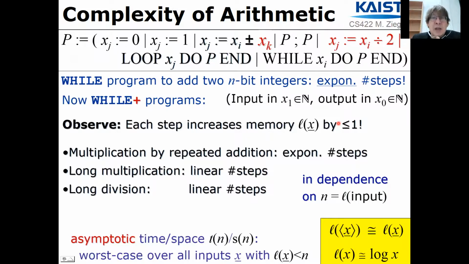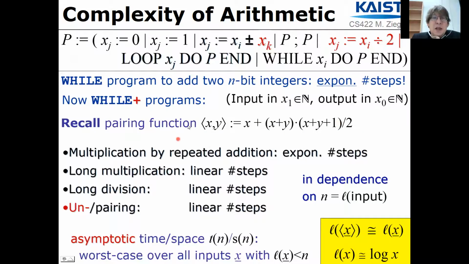But we're heading back to the original question from the chat. How about encoding and decoding the pairing function? And yes, to this end, observe that the pairing function is basically arithmetic, right? There are some additions, there's a multiplication, and there's a division by 2, which is guaranteed not to incur any rounding, because precisely one of these two numbers is even anyway. So altogether, one can express the pairing function again in linear time using this long multiplication, and, a little more subtly, also the unpairing function.